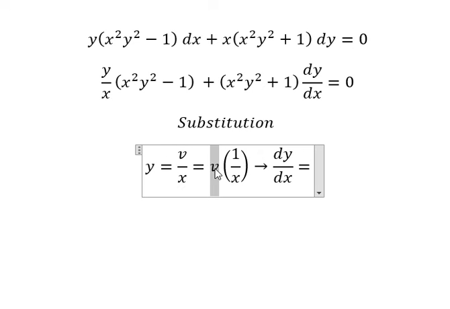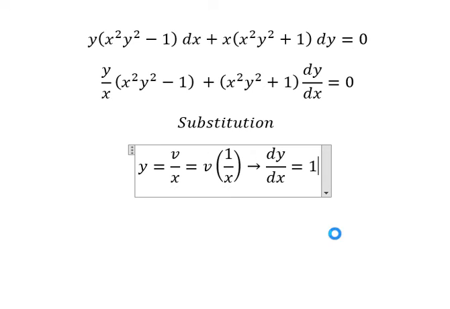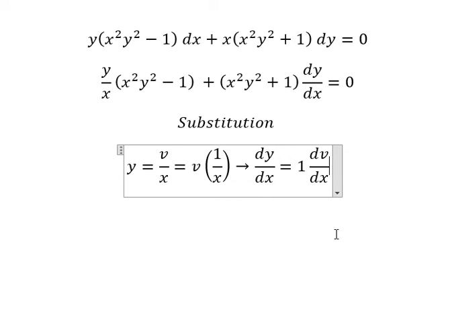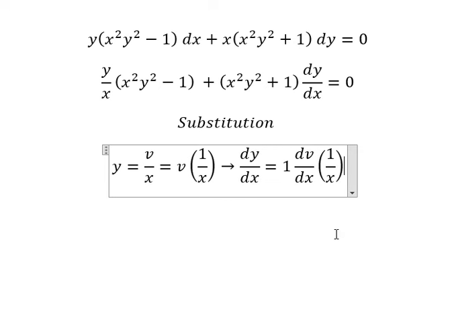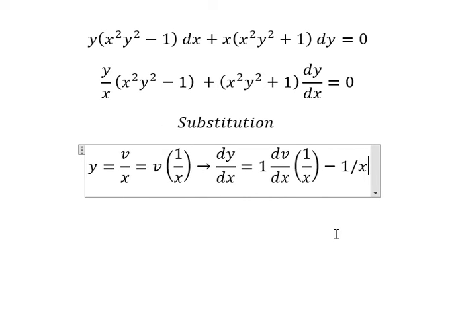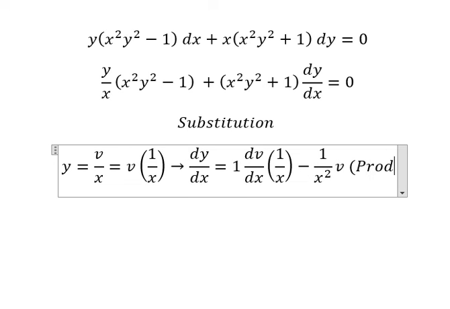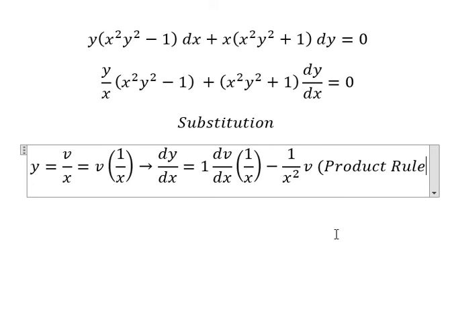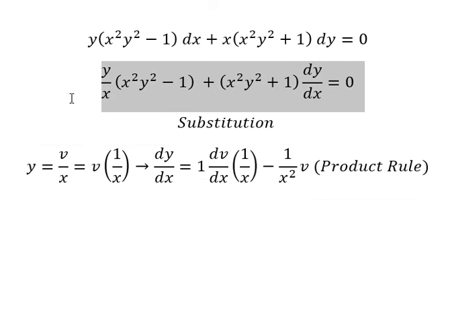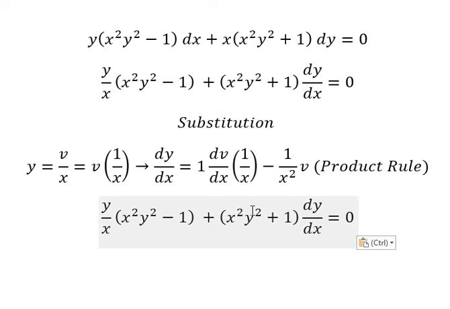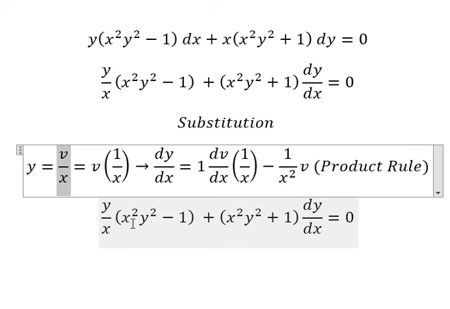First derivative of v, we have 1 dv over dx multiplied by 1 over x. The next one is negative 1 over x squared multiplied by v. That is the product rule of derivative. So y we change to v over x.